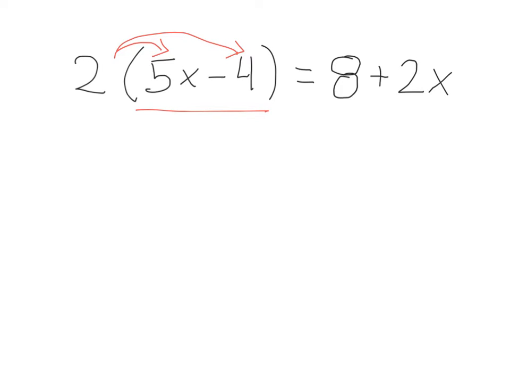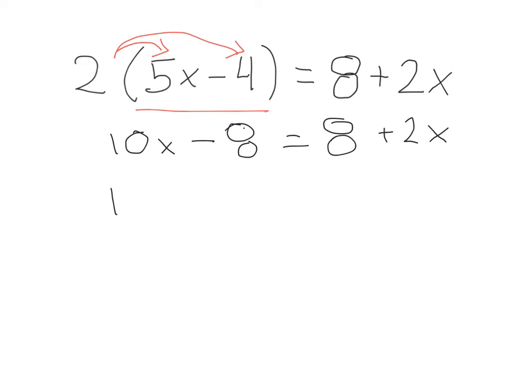2 times 5x makes 10x. 2 times negative 4 makes negative 8. Then on the right side, we've got 8 plus 2x. Now let's collect like terms. Let's bring all of our x terms over to the left. We've got 10x. Then this plus 2x will come over and become a minus 2x equals 8.